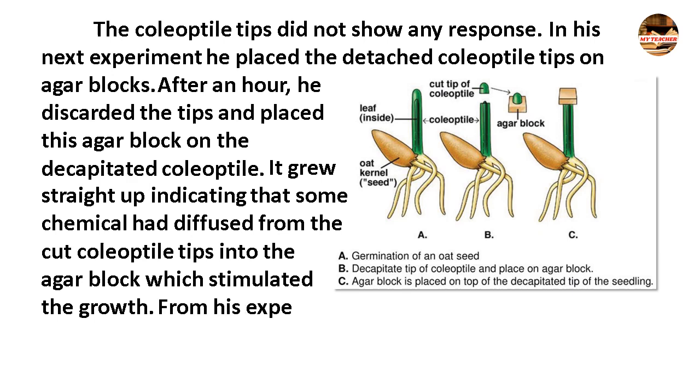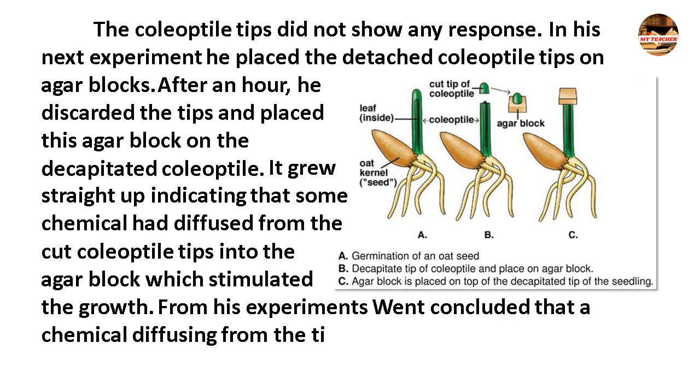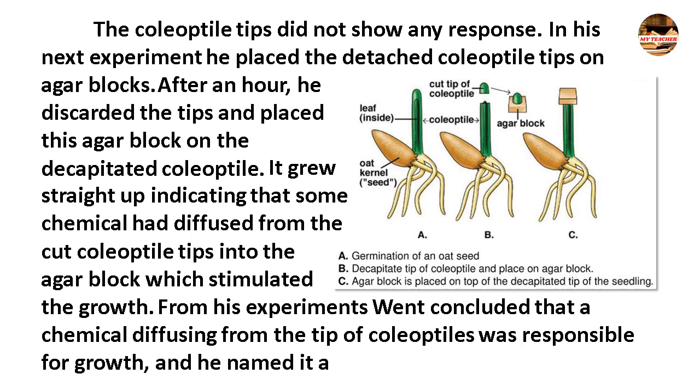From his experiments, he concluded that a chemical diffusing from the tip of coleoptiles was responsible for growth, and he named it as auxin, meaning to grow.